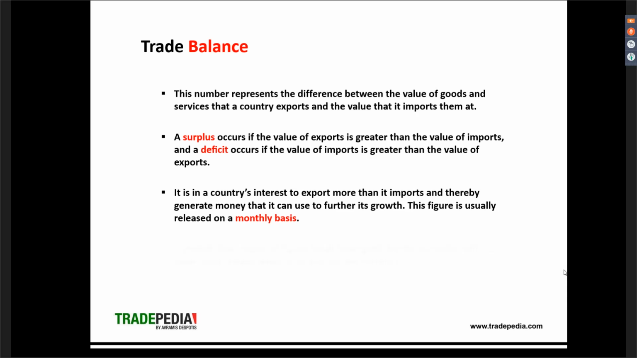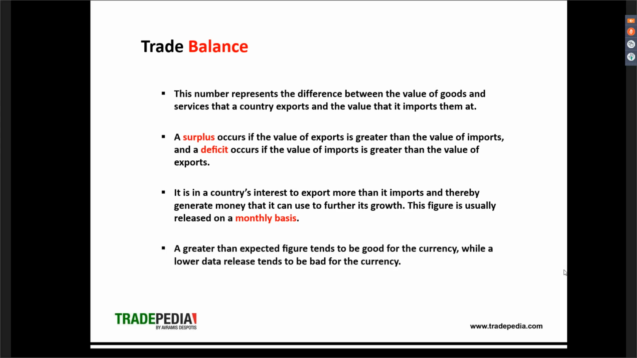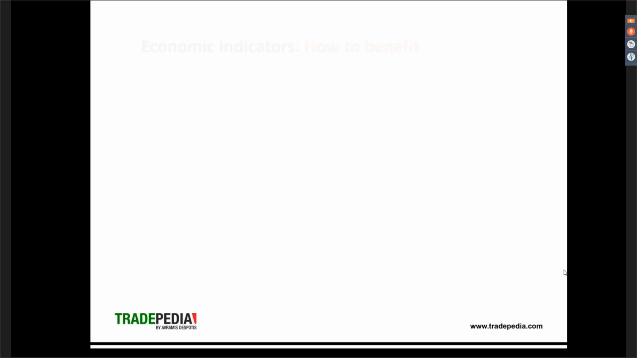Now, this figure is usually released on a monthly basis. A greater than expected figure tends to be good for the currency, while a lower data release tends to be bad for the currency. All right, everything we've seen so far is about, well, starting from the idea of what each of these aspects are, how they can affect the market cycle. However, each of these macroeconomic concepts also has the data releases or announcements that go with it.